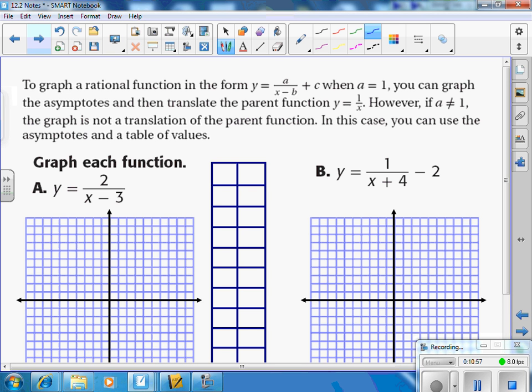So to graph a rational function in the form a divided by x minus b plus c, when a equals 1, you can graph the asymptotes and then translate the parent function. So the parent function, remember, looks very boring, just something like this. However, if a doesn't equal 1, like this one here, we should make a table of values just to make sure that it looks the way that we think it does. So let's actually do b first.